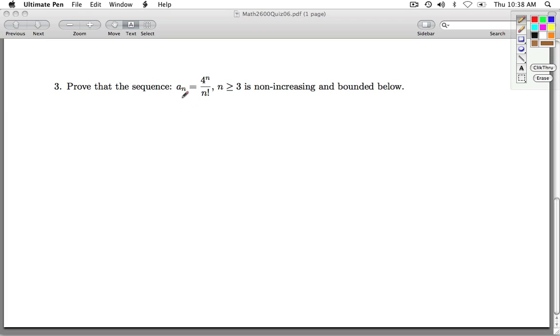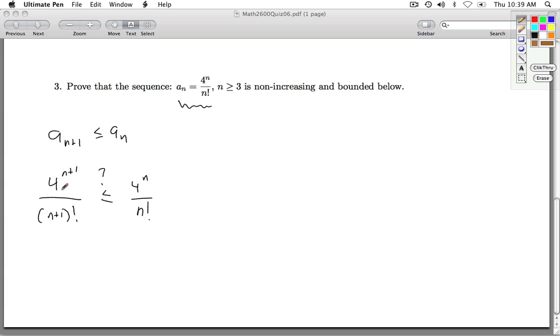Okay, the last one on the quiz, we're asked to prove this sequence is non-increasing and bounded below. To show it's non-increasing, we have to show that a sub n plus 1 is less than or equal to a sub n. And so what we're going to do is substitute n plus 1 in for the n. And the question is, is that going to be less than or equal to a sub n?